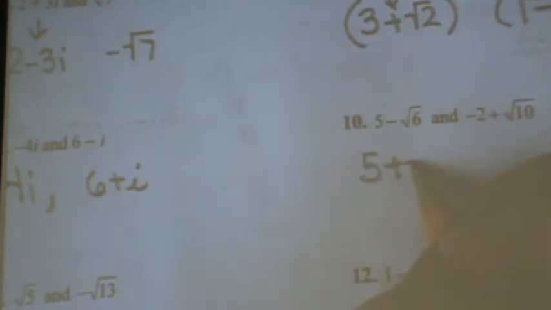If -4i is a 0, isn't 4i a 0? If 6 minus i is a 0, isn't 6 plus i a 0? Okay, number 10. If 5 minus √6 is a 0, you tell me, I want to hear you. 5 plus √6 is? And if -2 plus √10 is? -2 minus √10 is.